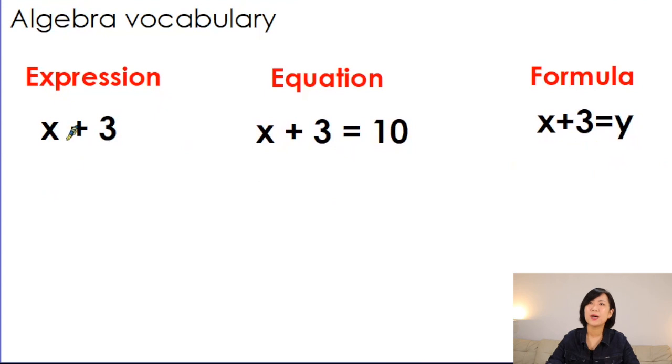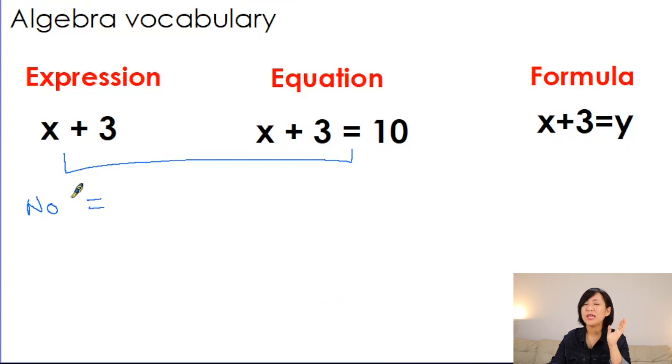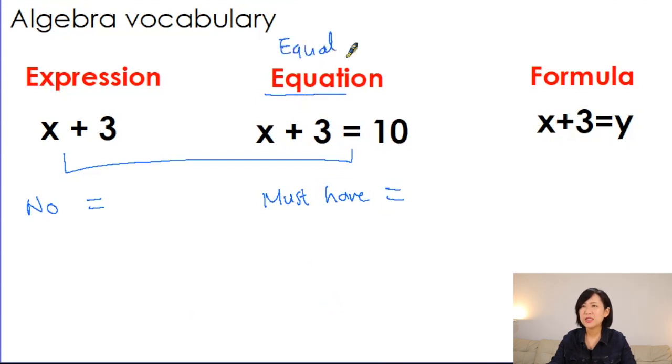So let's talk about the difference between expression and equation. Have a look at the examples. Expression and equation look similar, but what's the difference? Yes, right, as you notice, there's no equal sign in an expression, but you must have an equal sign in your equation. The word equation has equal in it, right? That's why you must have an equal sign. When you see the equation, you can definitely find x, right? x equals 7. So, an equation is about finding x.